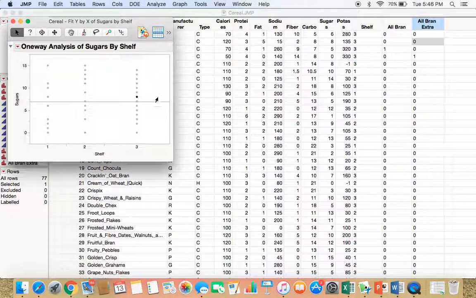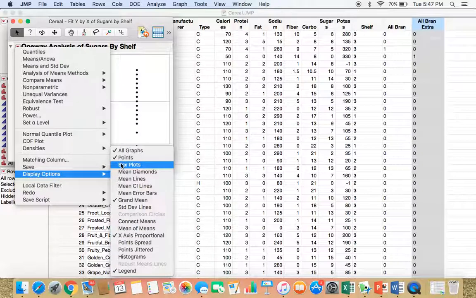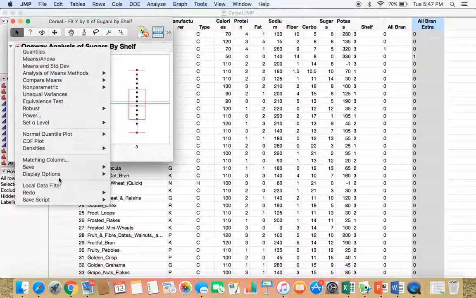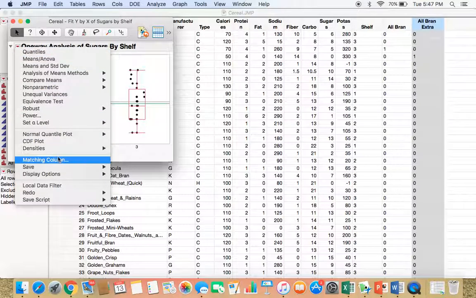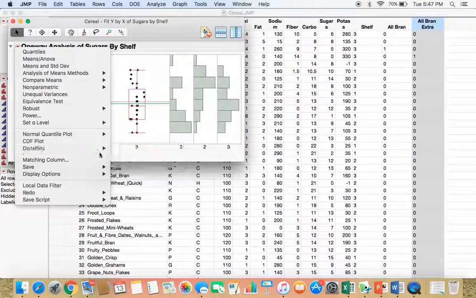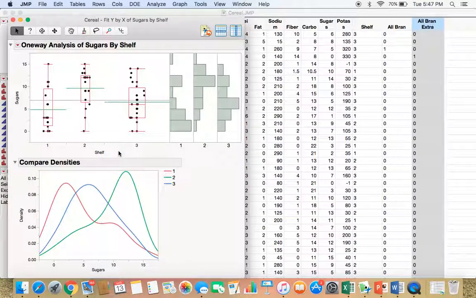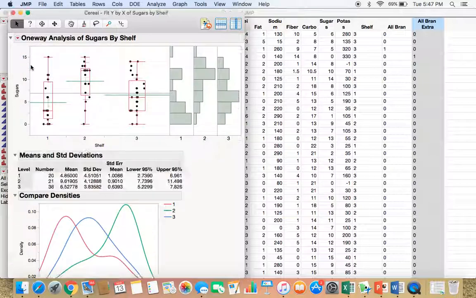Here we're given information about the 3 shelves, but it doesn't really tell us much. So in order to visualize and interpret it better, we want to go to our hotspot, display options, and click box plots, mean lines, points jittered, and histograms. We also want to use compare densities, which is basically a glorified histogram that shows our frequencies. And now we want to find our means and standard deviation, which is also given under the hotspot, mean and standard deviation.